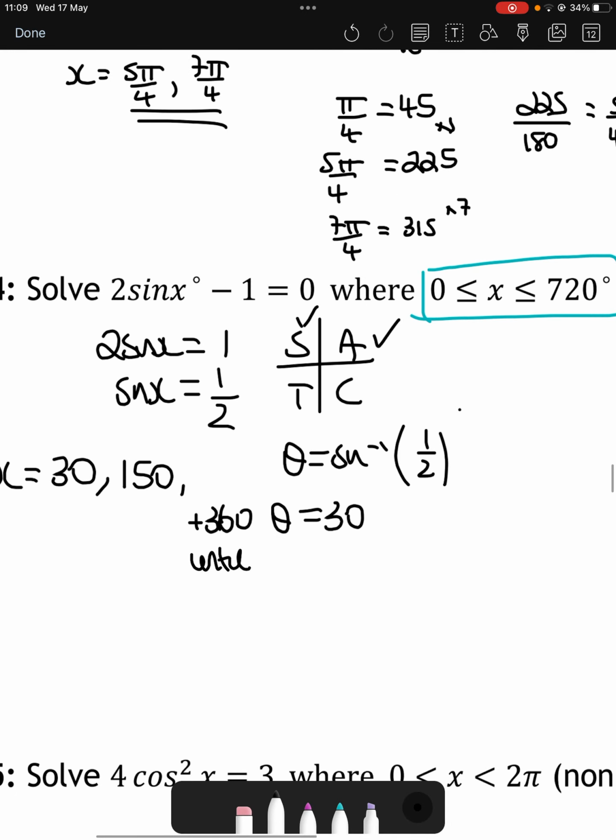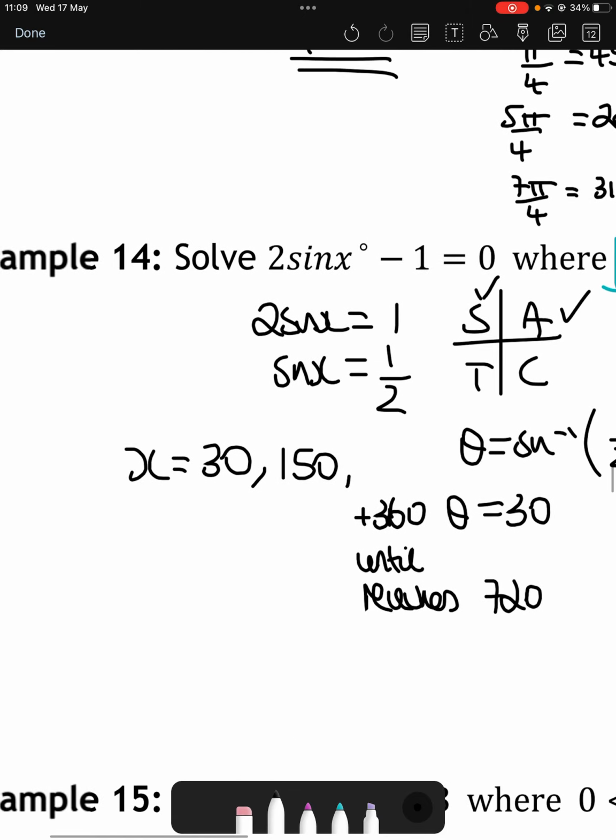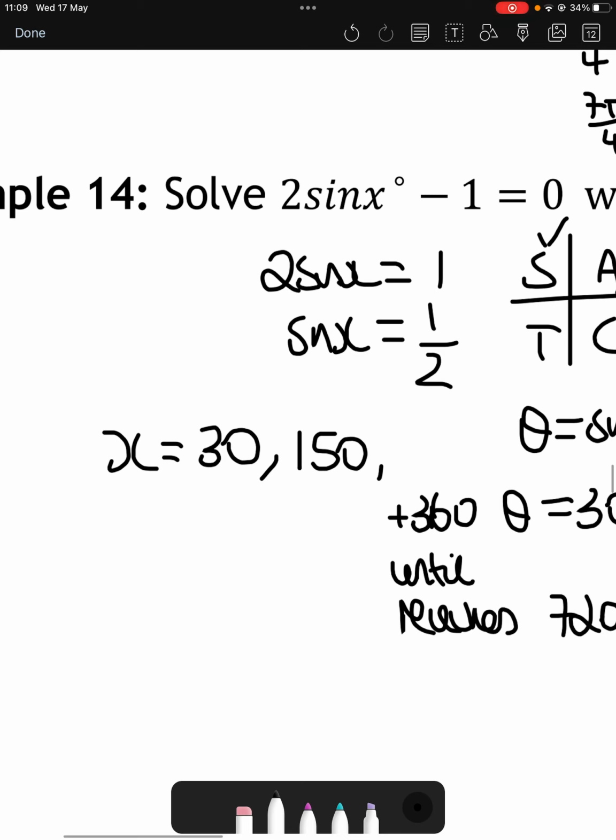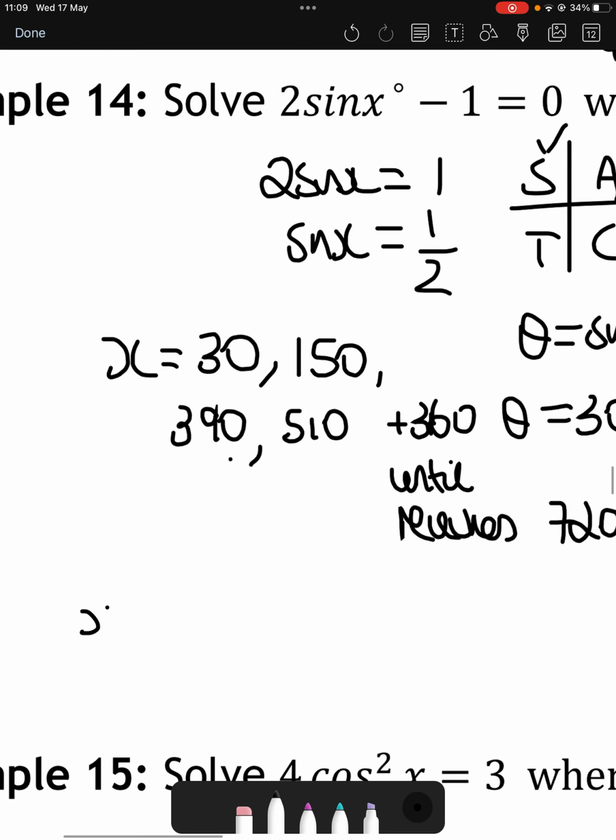Until it reaches 720. It can't go over 720. So we're going to add on 360. If you add on 360 to that, you get 390. If you add on 360 to that, you get 510. If we add on 360 to our 390, you can see it's going to be too big, right? It's going to be 750, so then we're done. You can leave it like that if you want, or you can just write them in a line.